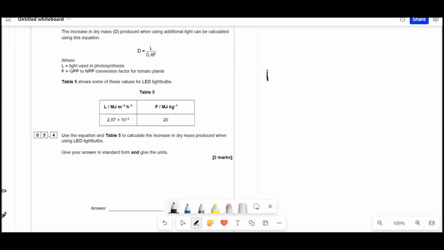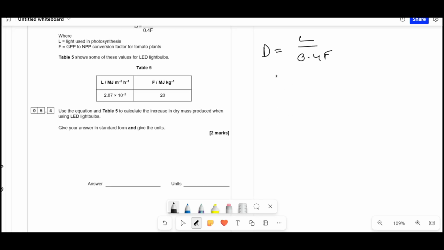So D is dry mass, that's L over 0.4 F, and they've given you the numbers. If we use the numbers they've given you, D equals 2.87 times 10 to the minus 2 over 0.4 times 20, we get what? Oh, that's all they want you to do. Fair enough. 3.5875 times 10 to the minus 3.